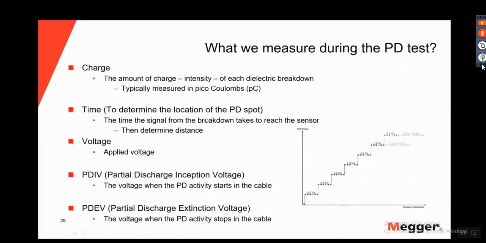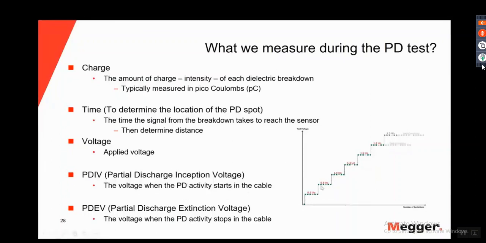So what we will measure during a PD test? The charge. The charge is very important, the amount of charge, which means the intensity of each dielectric breakdown. And typically we will measure in picocoulombs. Also, we will measure the time, as we saw in the previous slide. The time is very important. The time the signal from the breakdown takes to reach the sensor, meaning the coupling capacitor, and then we can determine the distance.